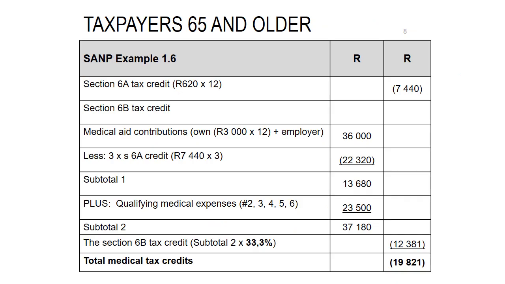Now, Section 6A does not care about your age. The only thing it cares about is, did you belong to a medical aid and did you make contributions? So because we are dealing with a taxpayer plus one dependent, we work with 620 Rand. Multiply that by 12, because remember that is a monthly amount, and that's going to give me 7,440 Rand, which is my Section 6A tax credit. It reduces my normal tax liability.